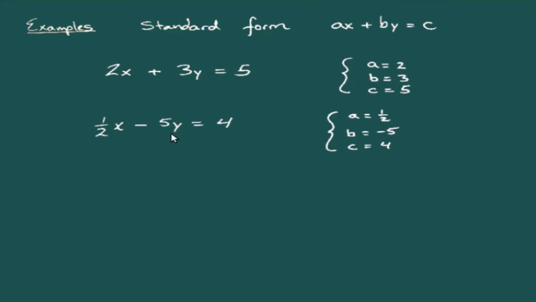So the b is actually going to be the number that's multiplying y. And so in this case, the number that's multiplying y is the number -5. Now, over here in our form, we have that written as subtraction.